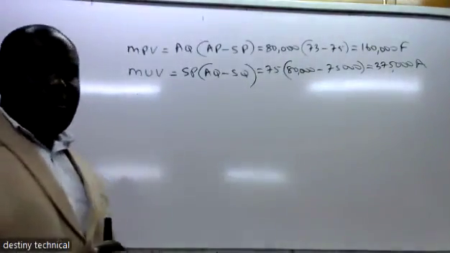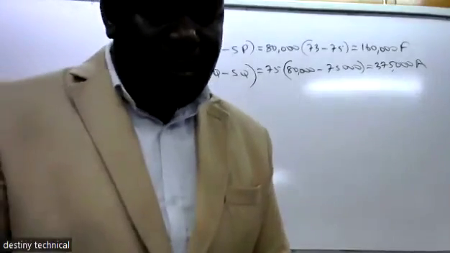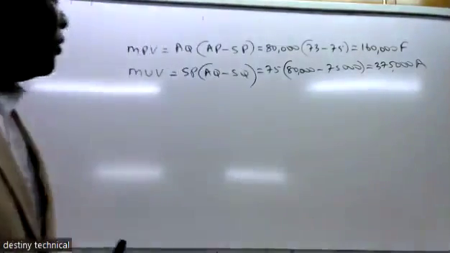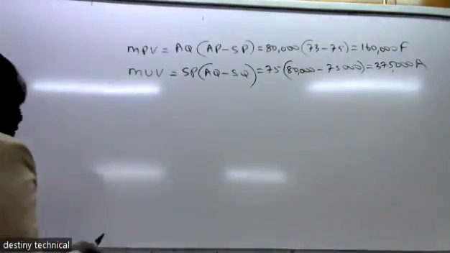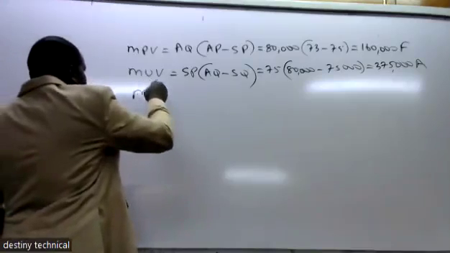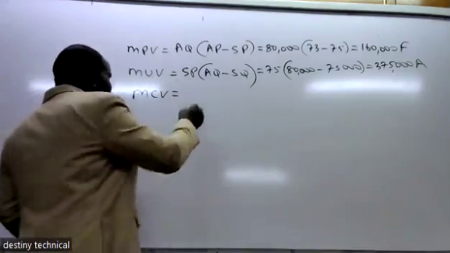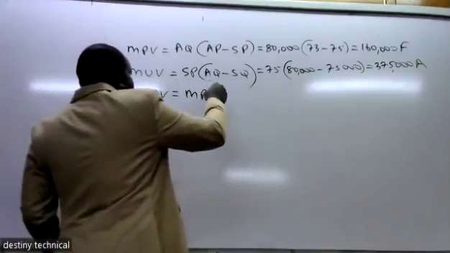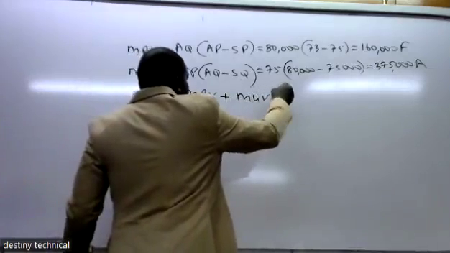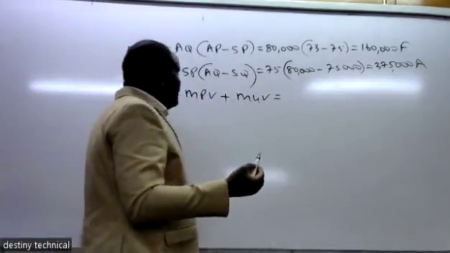Then we go to Roman letter 1, the material cost variance. To calculate the material cost variance, you simply add the material price variance plus the material usage variance. Then you get the material cost variance.